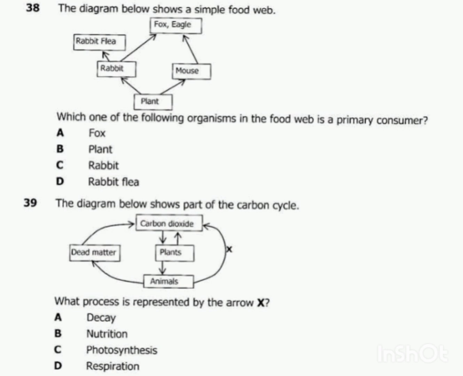During respiration, plants and animals produce carbon dioxide. So as you can see, animals are releasing carbon dioxide to the atmosphere, and that process is called what? Respiration.